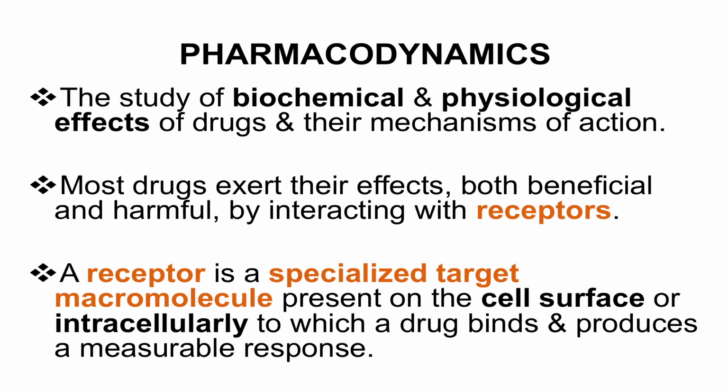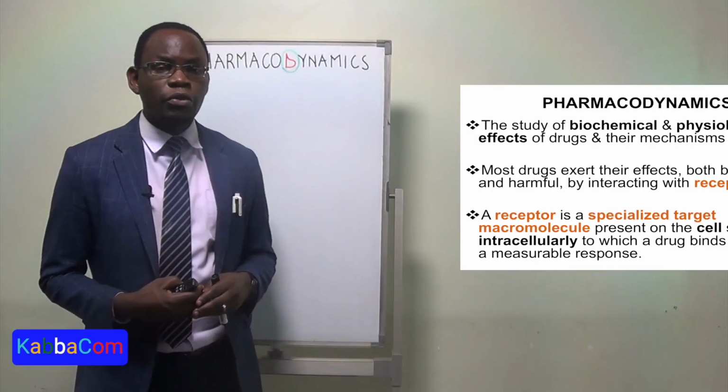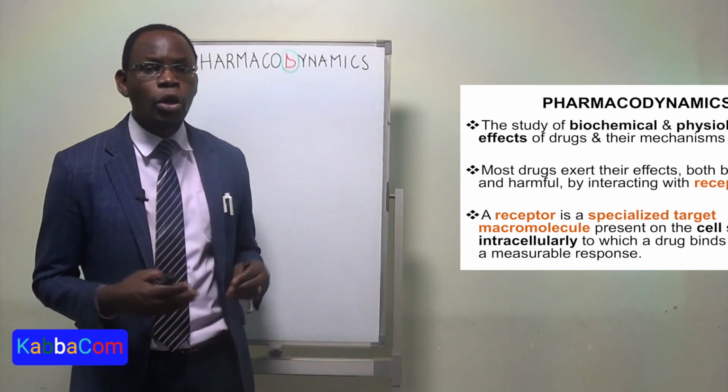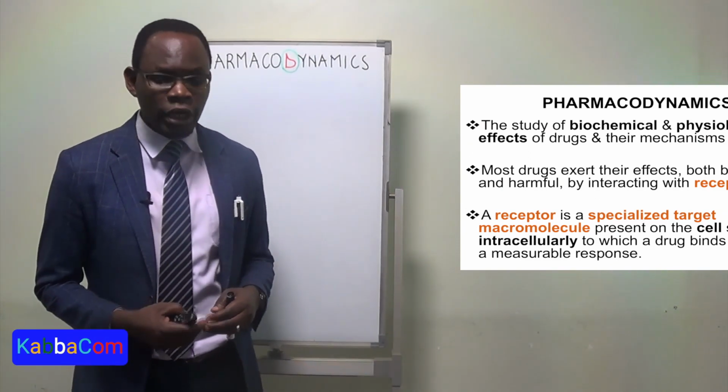Now that is what we refer to as a receptor, and we are going to see that a receptor has two sites. It has what we call the drug binding site, or the ligand binding site, and it also has what we refer to as the effector site. Those are the two sites of a receptor. Remember we spoke about the location of the receptor: they are either located on the cell surface membrane or inside the cell.